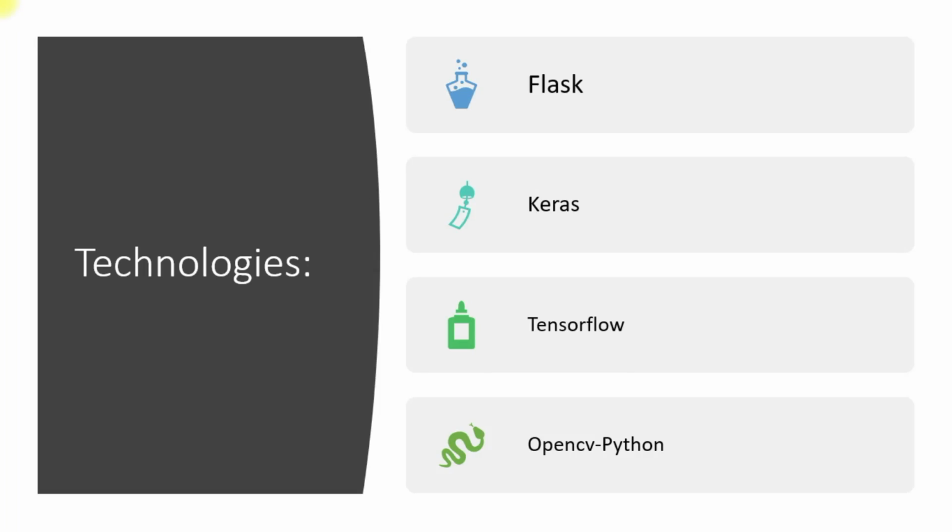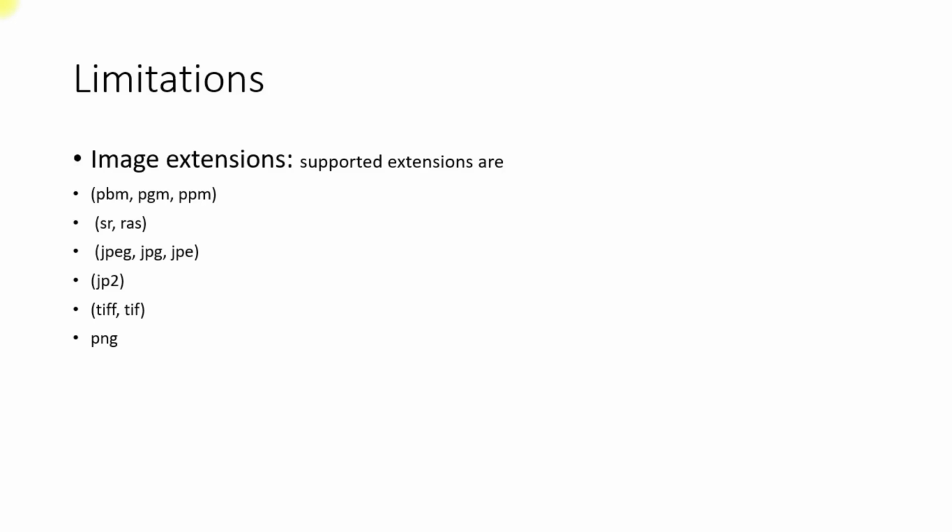For technology, to develop the web application we have used Flask, and we have used Keras, a deep learning framework, and TensorFlow to speed up the process, and OpenCV for image processing. As for limitations, we can classify only images having extensions like PBM, JPG and PNG formats.